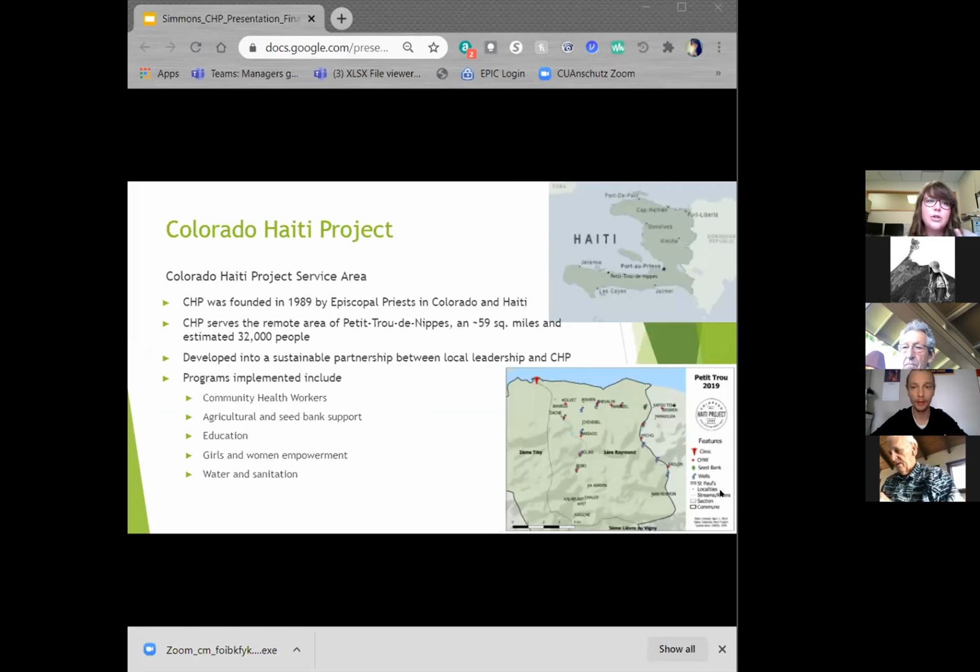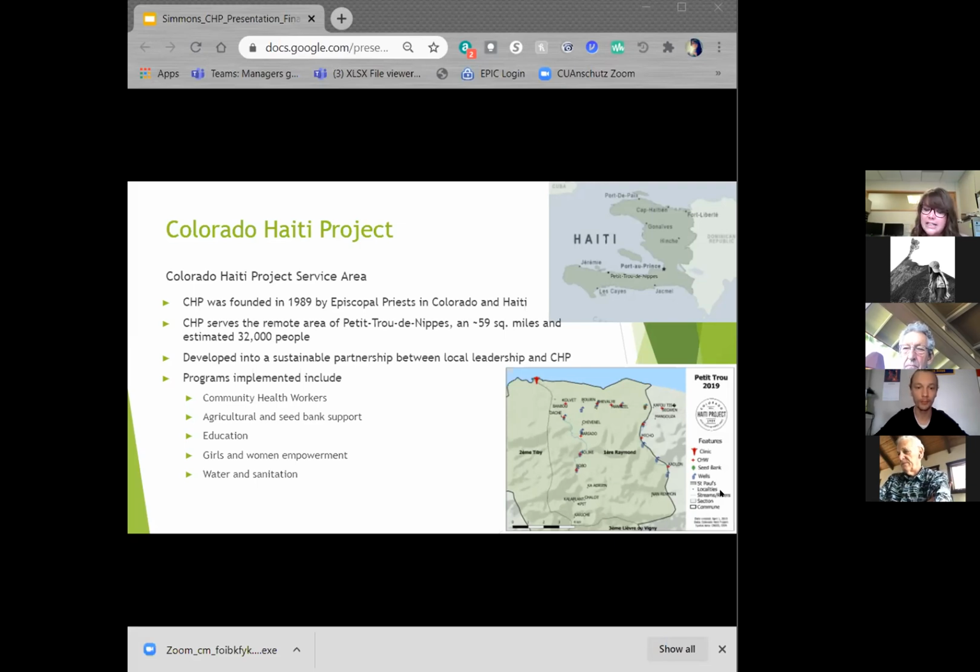So you can see in this map the area that Colorado Haiti Project serves, which is Petit Trou. It's a small coastal farming town, approximately 59 square miles in size, and it has an estimated 32,000 people. Like many such towns, it struggles to maintain its population as young people often leave for more opportunities in the capital or even outside of Haiti. So Colorado Haiti Project seeks to empower community leaders with tools and funding they need to make Petit Trou an area of opportunity and a place where it's sustainable to stay and raise a family.